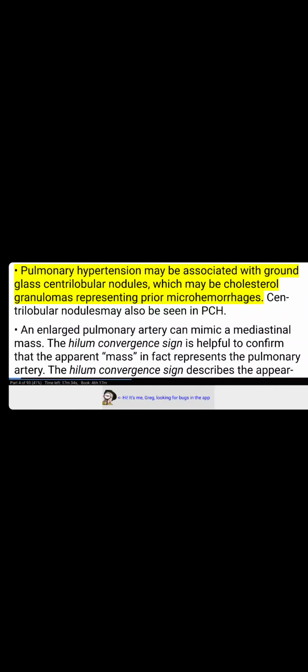Pulmonary hypertension may cause mosaic attenuation due to perfusion abnormalities, most commonly seen in chronic thromboembolic pulmonary hypertension (CTEPH). Pulmonary hypertension may be associated with ground glass centrilobular nodules, which may be cholesterol granulomas representing prior microhemorrhages. Centrilobular nodules may also be seen in PCH. An enlarged pulmonary artery can mimic a mediastinal mass.